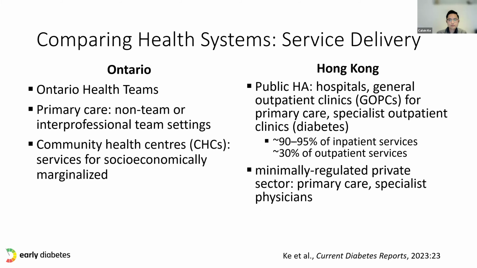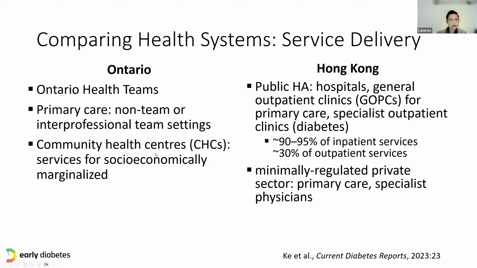can go to. So in terms of the service delivery, the public system has a really huge role in Hong Kong. There are hospitals, there are general outpatient clinics, which provide primary care. There are also specialist outpatient clinics that also provide care for conditions such as diabetes. And it accounts for about 90 to 95% of inpatient services and about 30% of outpatient services, because a lot of outpatient care takes place in the minimally regulated private sector, where primary care and specialist physicians also work.